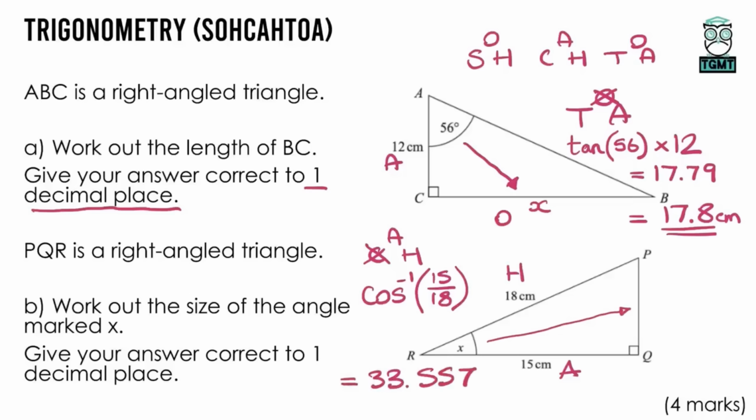33.557. Again, it only wants my answer to 1 decimal place. So if we round that to 1 decimal place, we get 33 point. After the 5 is another 5, so 6. And not forgetting, this is an angle, so that is in degrees. There we go, we get 33.6 degrees as our final answer for that one.